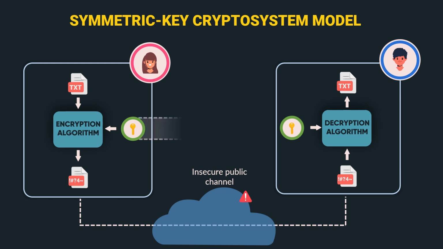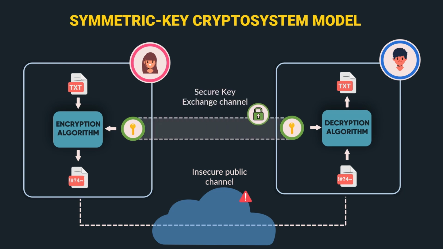The ciphertext is sent via an insecure public channel. However, the shared secret key must be sent via a secure key exchange channel. This is because the resistance of a cipher to security attacks depends on the secrecy of the key, and once the secret key is compromised, all the security goals are compromised. Always remember that in cryptography, it is assumed that the encryption and decryption algorithms are public and hence accessible to the attackers. Hence, once the secret key is compromised, everything is compromised. So this was a diagrammatic representation of the symmetric key cryptosystem model.